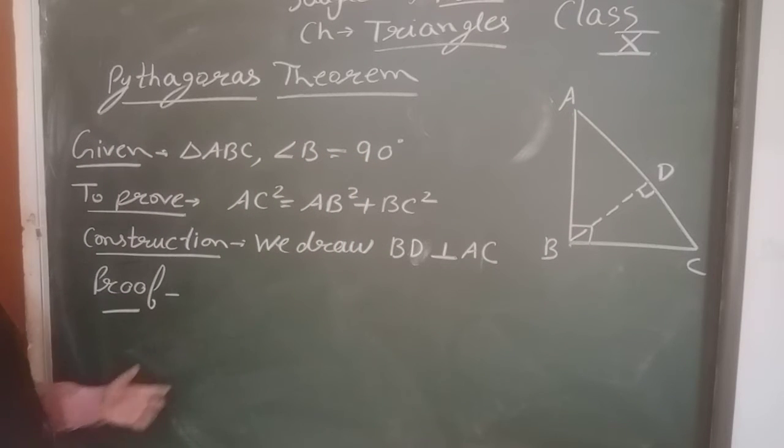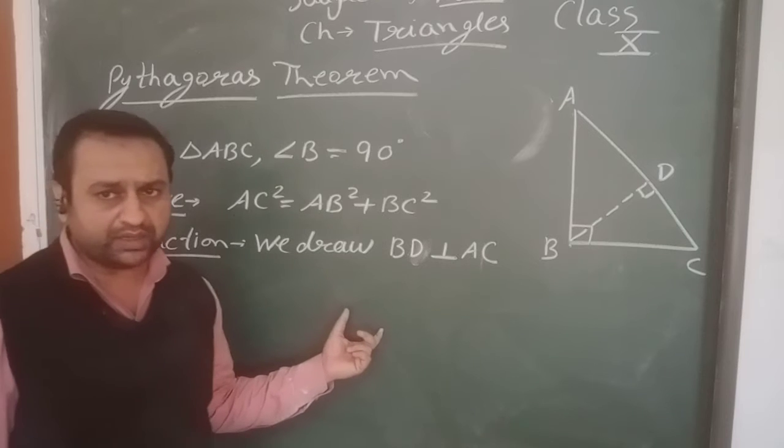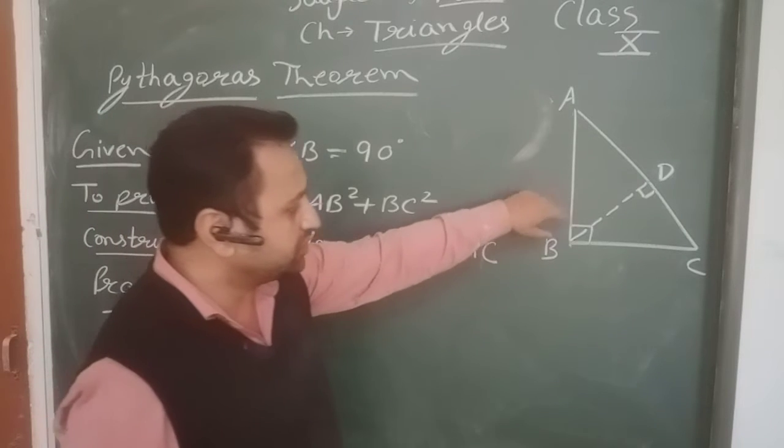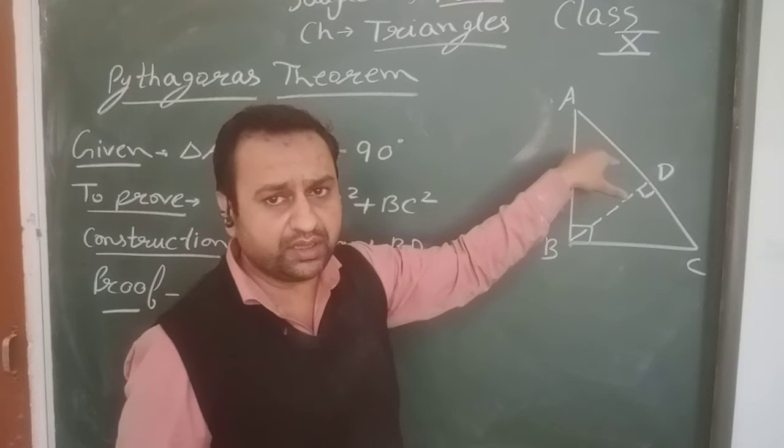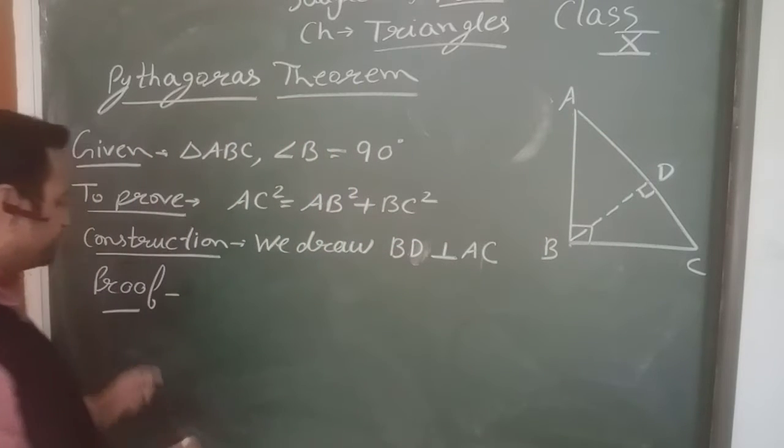Construction: we draw BD perpendicular to AC. To prove the theorem, we have to draw this construction, BD perpendicular to AC. Now we start its proof.